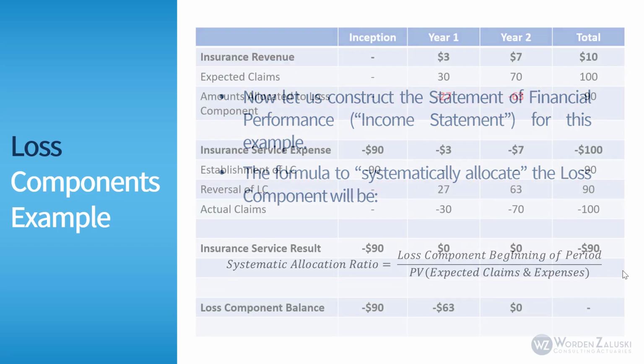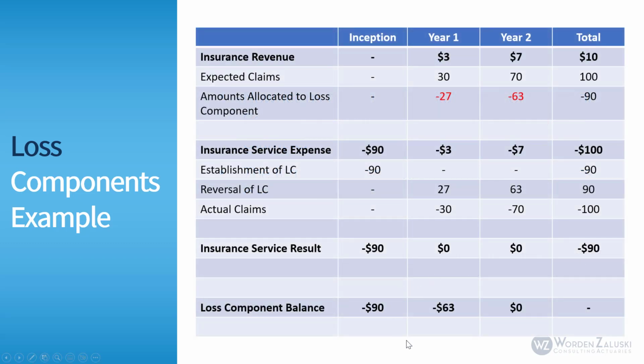through the 2 years. So now we have a slightly different income statement, but we still have our expected claims of 30 and 70 in year 1 and 2, our establishment of the loss component of $90 at inception, but we have 2 new lines, the amounts allocated to the loss component and the reversal of the loss component. So this first year of negative $27, what this is, we're going to use our allocation formula, and we're going to allocate the loss component to that period with this formula.